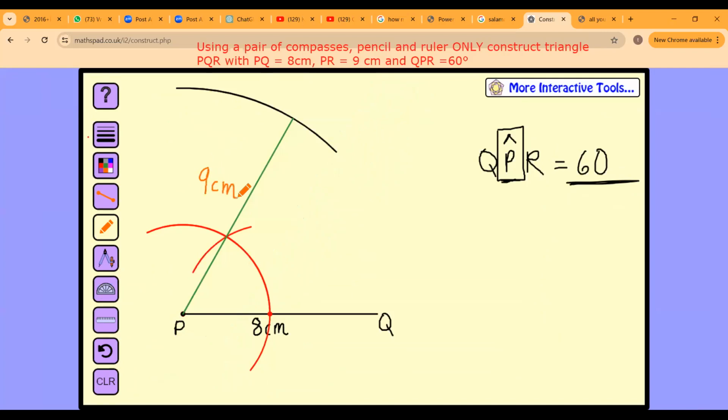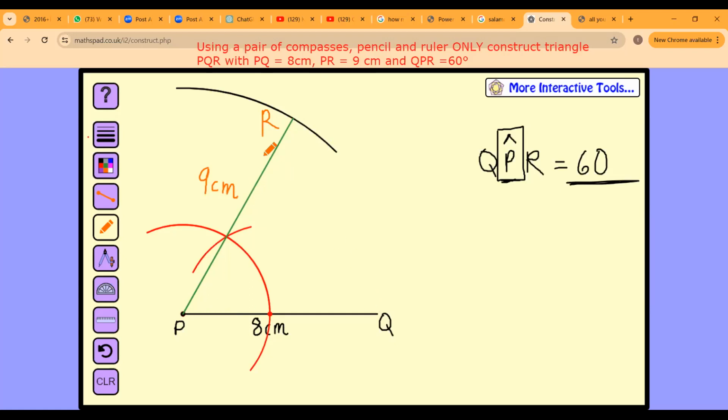So we have 8 centimeters, and we have 9 centimeters. And we're going to call this point, we remember we're drawing the angle QPR, so this point is going to be what? A point R. This is R. So this is QPR.